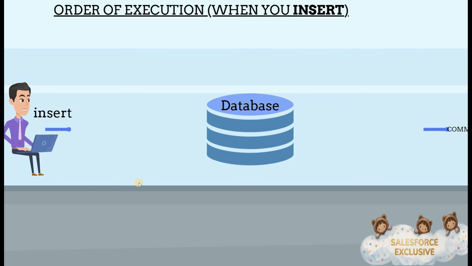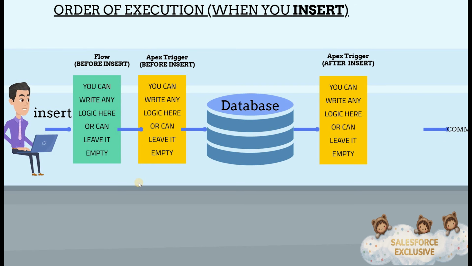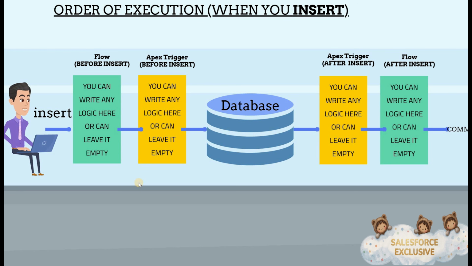Whenever you insert a record, there are some particular blocks that will get executed. So flows and apex triggers will run before it is inserted into the database. After it is inserted into the database, finally it will go for commit. In this case, triggers will be there, you can write your logic. Record trigger flows will be there where you can write the logic. Else you can keep that or you don't need to write it. But always it will check if there is any trigger available or flow available before it is committing into the database. Right? And this is the order of execution for when you insert.